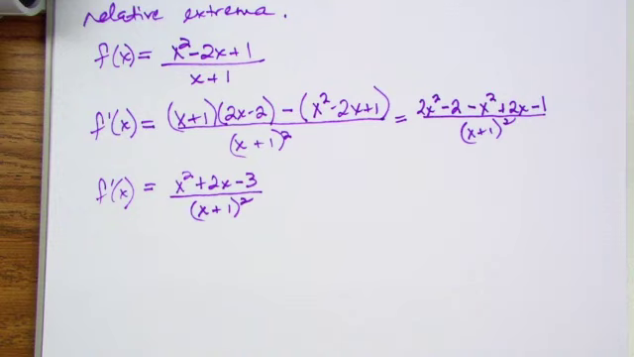And then what else can I say? I've got a min at 1, f of 1. So that's going to be 1 minus 2 plus 1, that's 0. Right? So just 0.